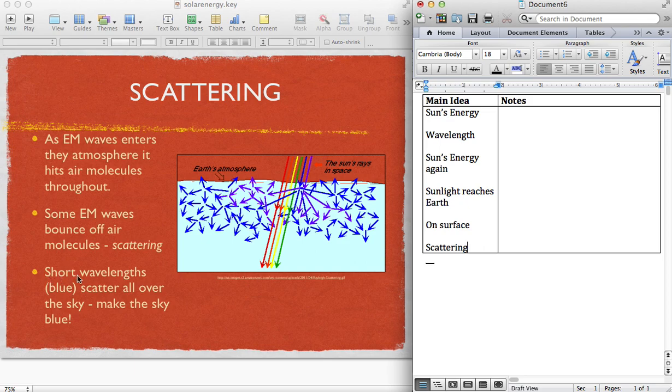It turns out that short wavelengths of light, blue or purple, scatter all over the sky much better than red, orange, yellow, green. And so the sun doesn't give off as much purple light as it does blue light, so this blue light gets scattered all over the atmosphere before it comes down to the surface. The red, orange, yellow, and green come straight in, but blue gets bounced over here before coming back down. And that makes the sky look blue.